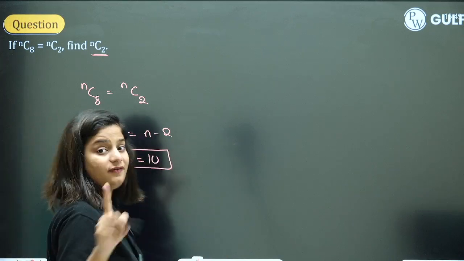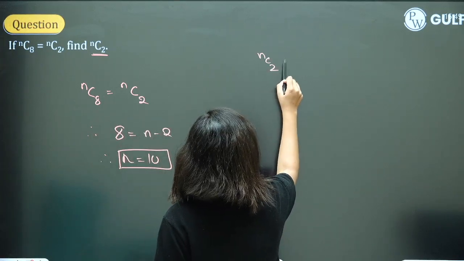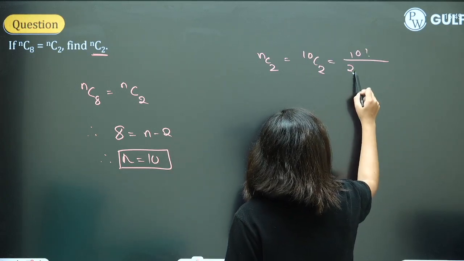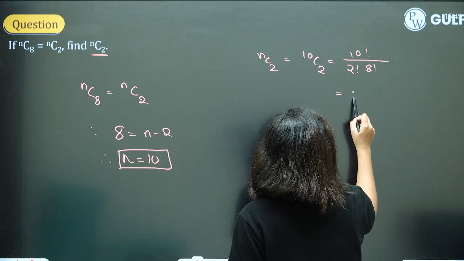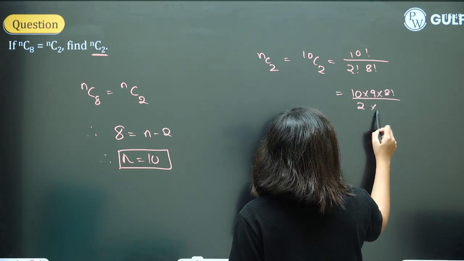Is the question find n? No. The question is find nC2. That's 10C2. That is 10 factorial upon 2 factorial, 8 factorial. 10 into 9 into 8 factorial upon 2 into 8 factorial.